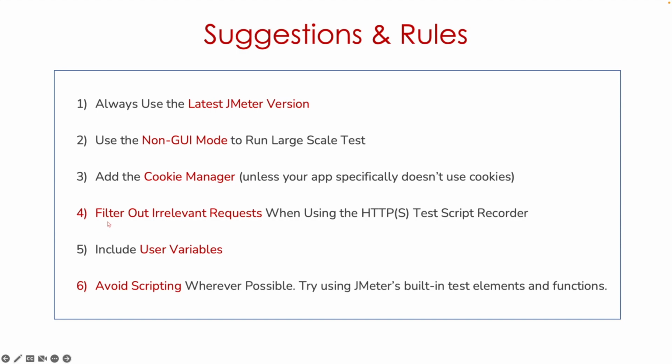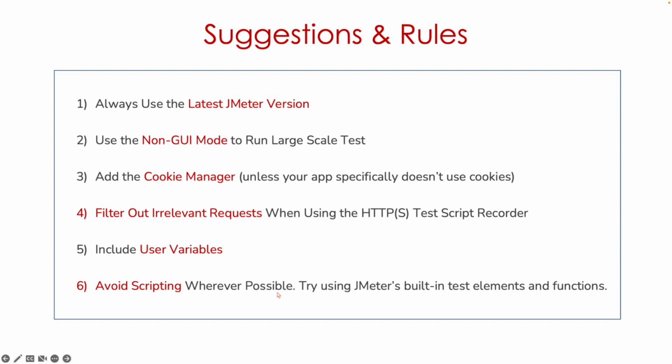Number 4, filter out irrelevant requests when using the recorder. We have a separate session to discuss the recorder. We just filter out some irrelevant requests, like pictures, CSS files, and profiles. They are not generating load to the backend server, so we don't need them. Number 5, include user variables. We can define some variables in JMeter, and then use the variable in each element. That will be efficient. Number 6, avoid scripting whenever possible.